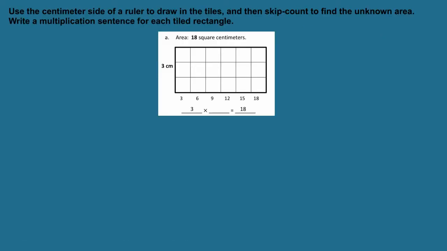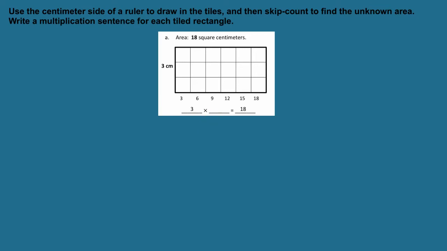Looking at our first problem here, it says, use the centimeter side of a ruler to draw on the tiles, and then skip count to find the unknown area. Write a multiplication sentence for each tiled rectangle. Now, just looking at this figure, it already tells us that the area is 18 square centimeters, and it tells us the width. So, what we need to figure out is the length.